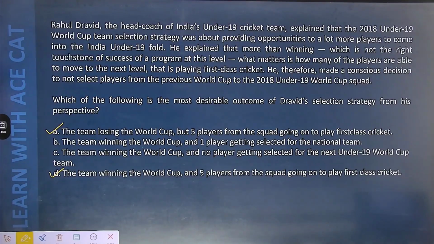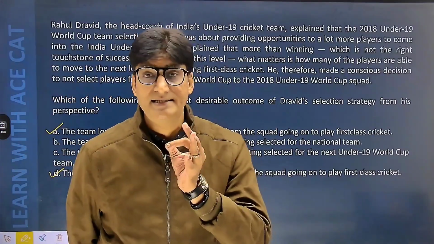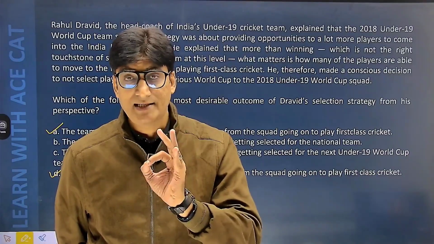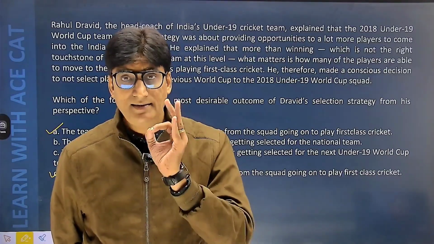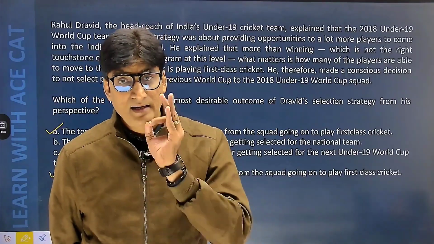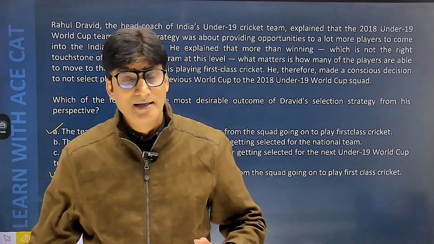Let's come to the first one. The team losing the World Cup, but 5 players from the squad going on to play first-class cricket. Even if the team loses the Under-19 World Cup, but out of that team, if we are able to select 5 players for first-class cricket, I think the purpose of Rahul Dravid's strategy will be fulfilled here. Even if the first option happens, Rahul Dravid will be very happy, isn't it?